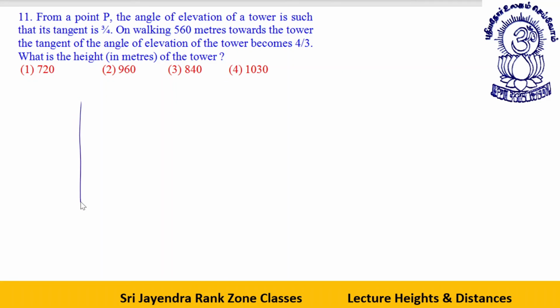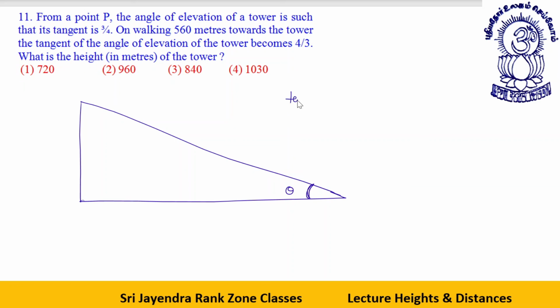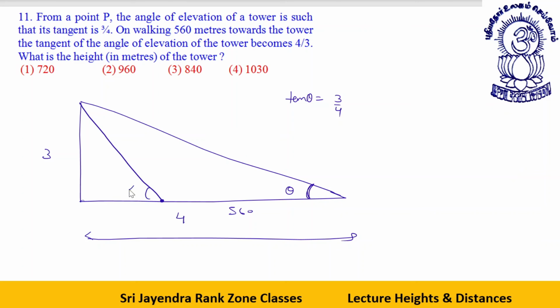See, it is like this. Let's say this is a tower. Let's say this angle is theta. You have tan theta is equal to 3 by 4. On walking 560 meters towards the tower, like this, if I move 560 meters, suppose this angle is alpha, then tan alpha becomes 4 by 3.